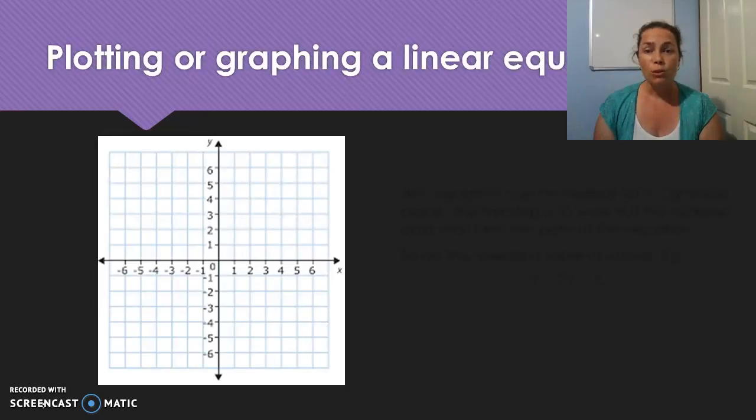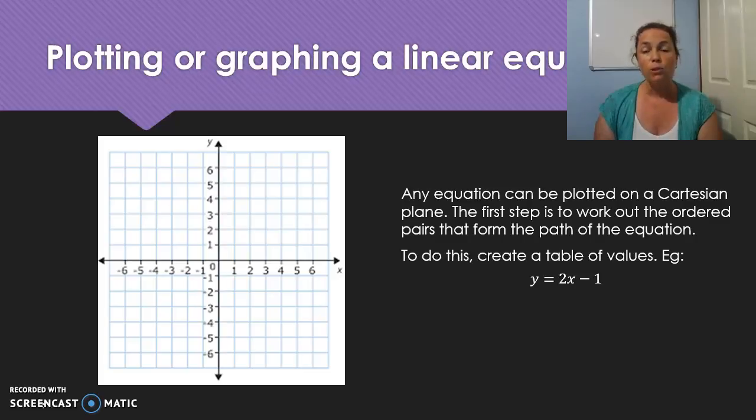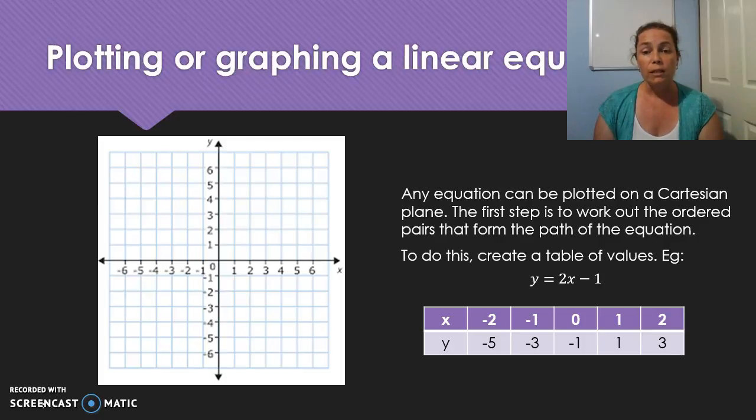When we plot or graph the linear equation, it can be graphed on the Cartesian plane. The first step is to work out the ordered pairs that form the path of the equation. To do this, we can create a table of values. For example, for the equation y equals 2x minus 1, we can set up a table of values with our x value across the top, and we can pick any of those, and then we substitute that into our equation to get our y value.